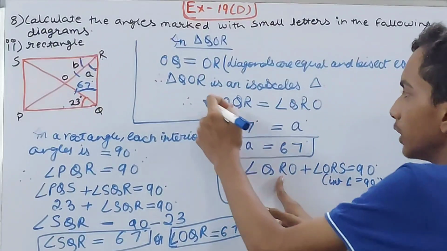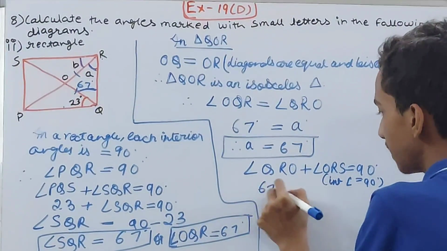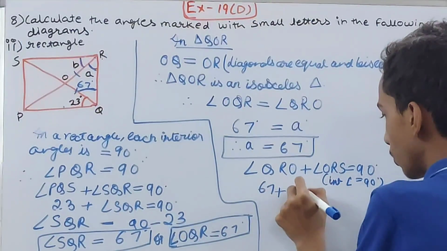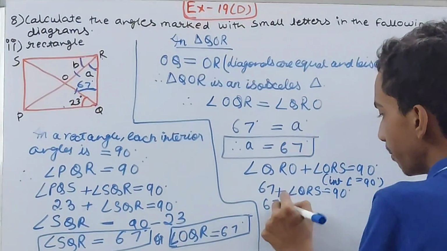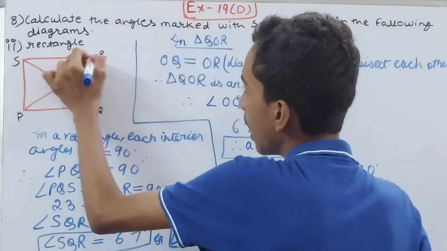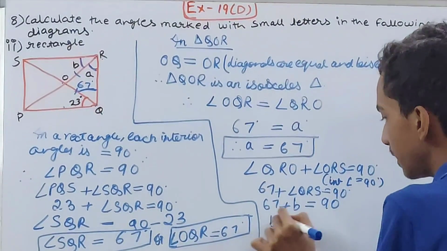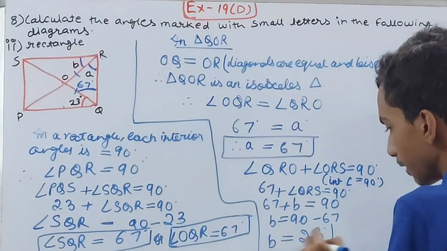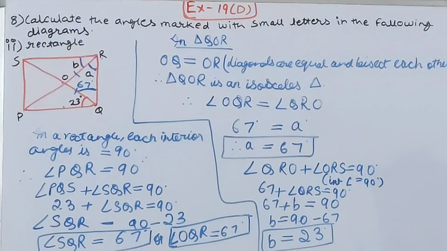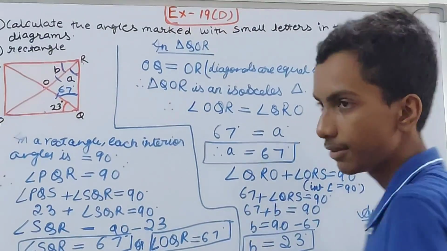So yeah, I'll just write here interior angle is equal to 90 degrees in short. So QRO was A only. A is 67. Just replace the values. 67 plus angle ORS is 90 degrees. What is ORS? It is B. 67 plus B is equal to 90. Therefore B is equal to 90 minus 67. Therefore B is equal to 23 degrees. Another answer we have taken out. So finally what your answers will be? A equals 67 degrees and B equals 23 degrees. Okay, that's the final answer.